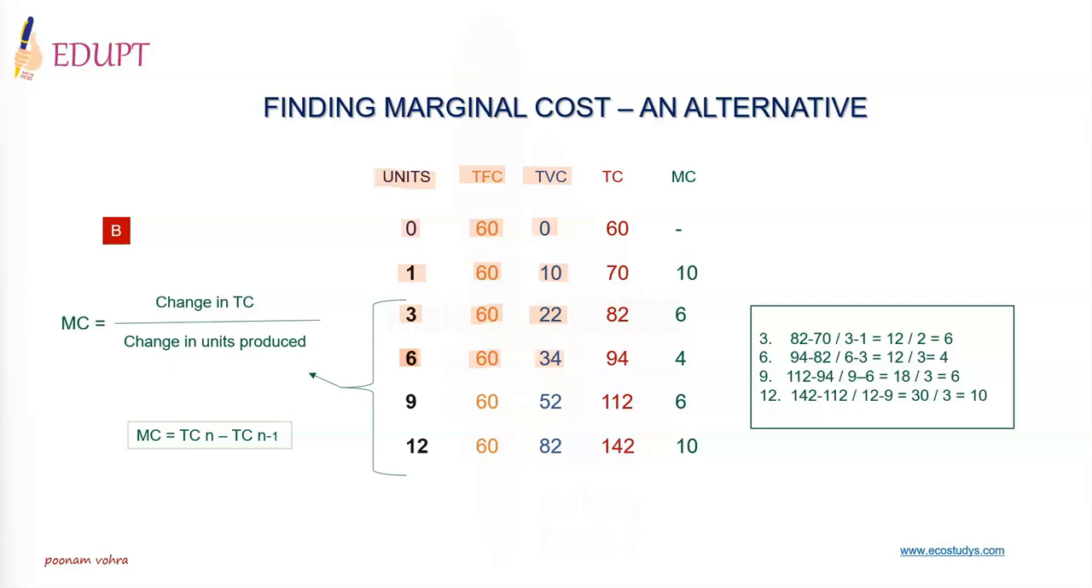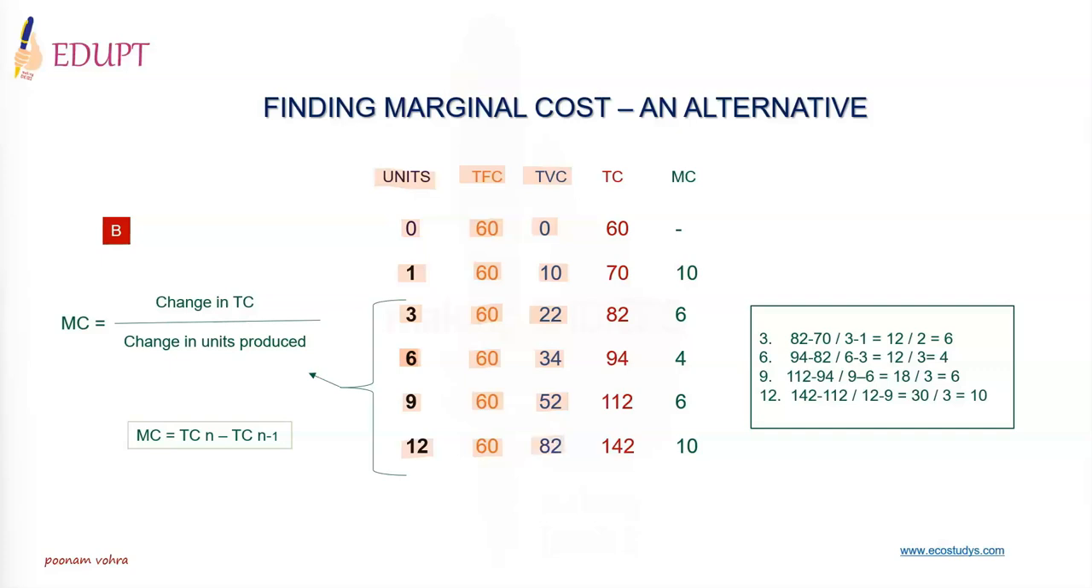Then after that, information is about the 9th unit. Total fixed cost is the same. Total variable cost increases to 52. Then information is about the 12th unit of production. Total fixed cost remains the same. Total variable cost is 82.